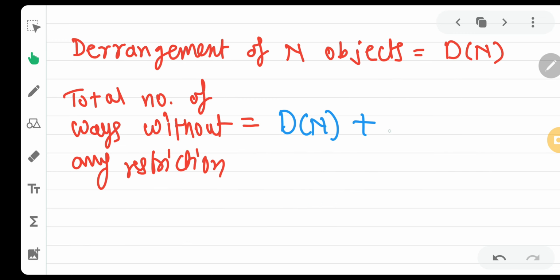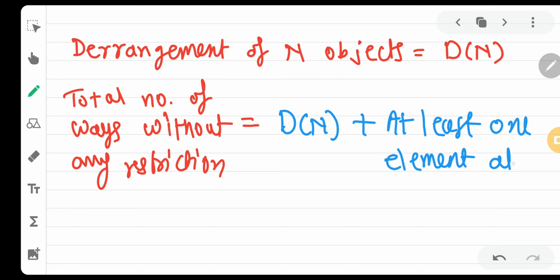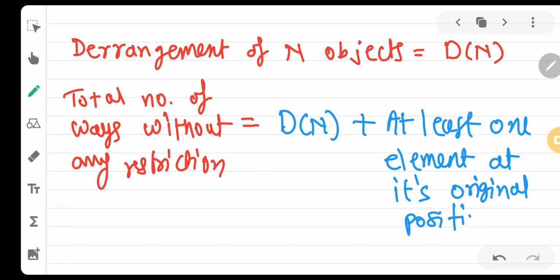So dn plus at least one element at its original position. At least one. There can be 2 elements, there can be 3 elements, there can be 4 elements, but there has to be at least one at its original position. Okay, so total number of ways without any restriction comprise of two things.